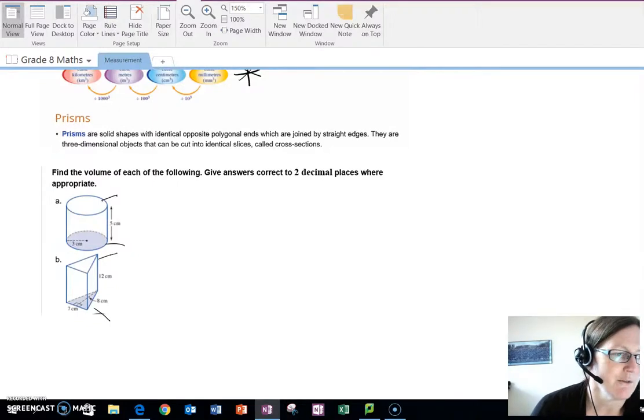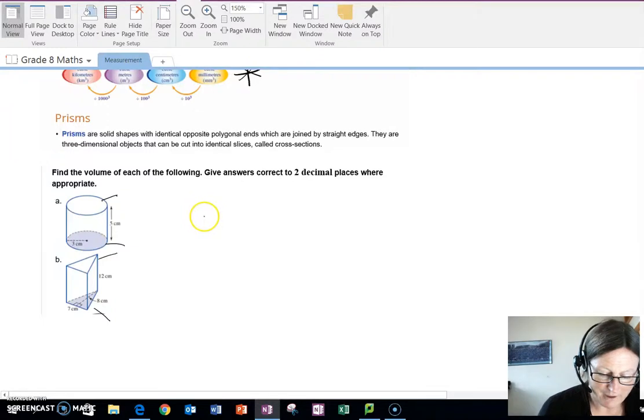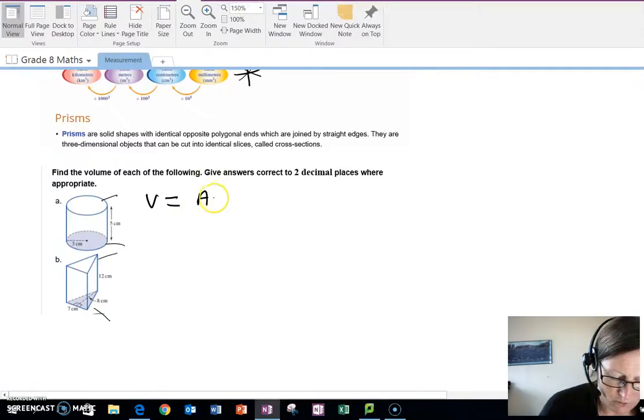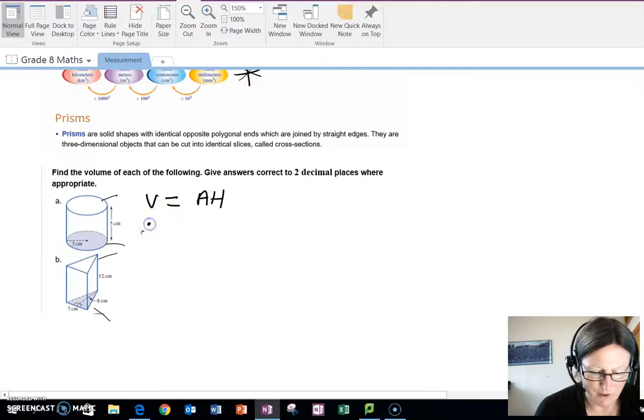And again, for the volume of prisms, we have a formula to use. And the formula is V equals AH, A standing for the cross-sectional area and H is the height. So for this first example, you write down the formula V equals AH.